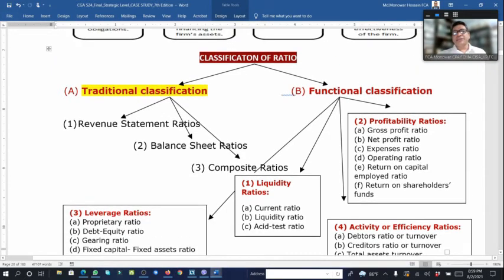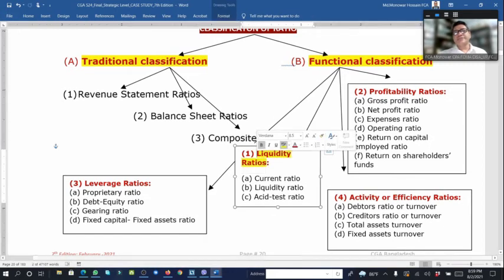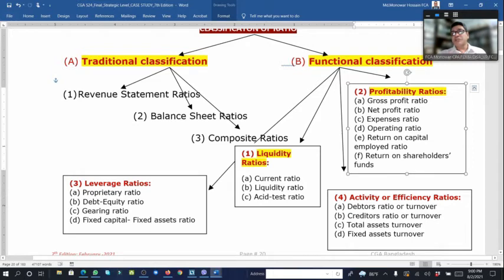But we are very much familiar at this moment with functional classification. Based on the function, what is that? Liquidity ratio. What is the liquidity ratio? There are types of liquidity ratio: current ratio, liquid ratio, and asset ratio, and profitability ratio. Different types of profitability ratio, where we have to calculate gross profit ratio, net profit ratio, expense ratio, operating ratio, return on capital employed ratio, return on shareholders' fund.